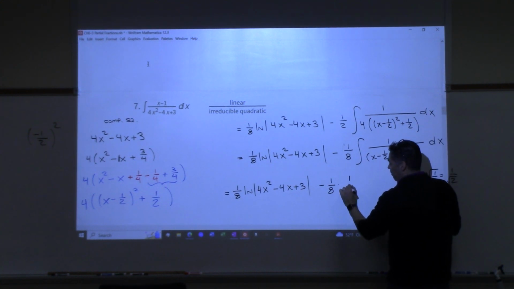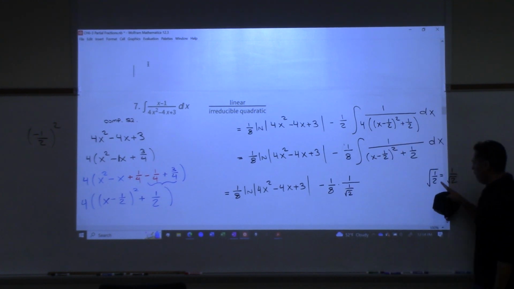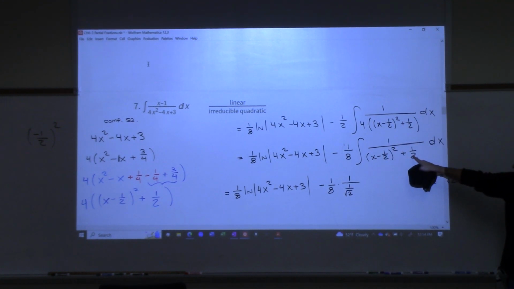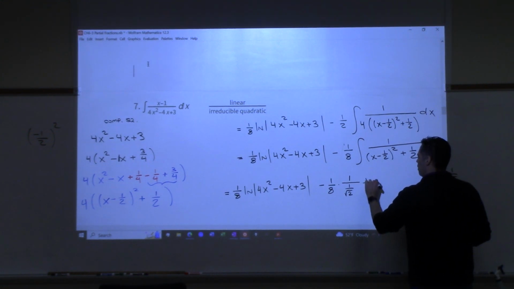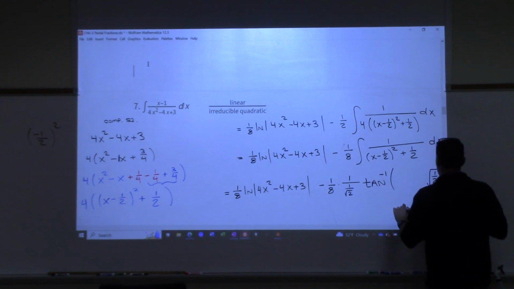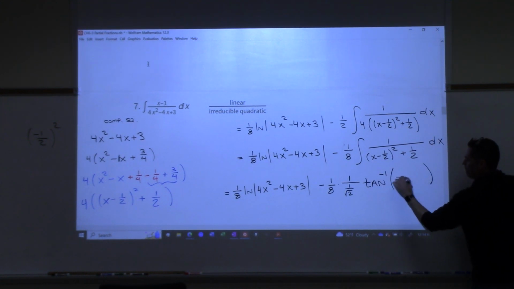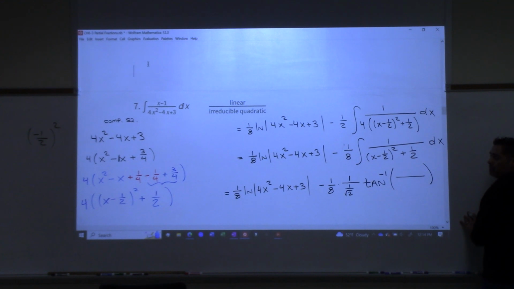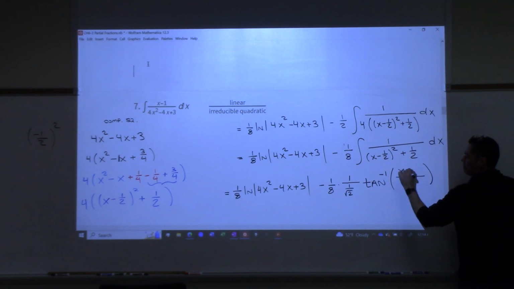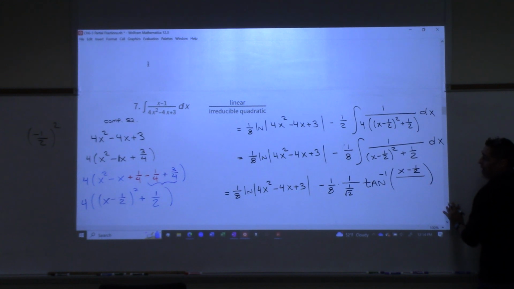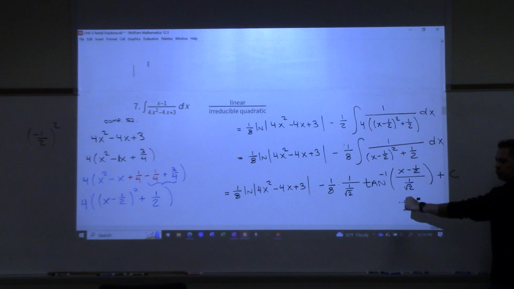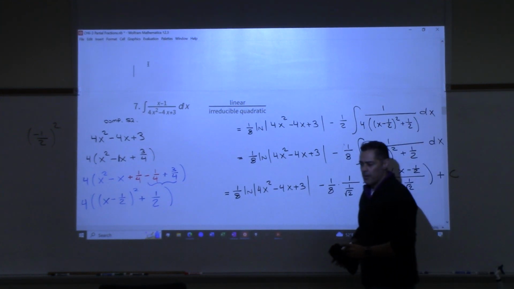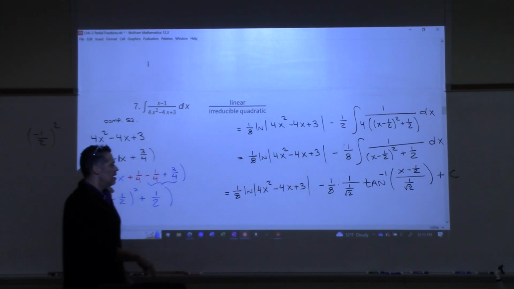I'm just going to write it, and then I'll maybe clean up next line. A is 1 over root 2, that was the square root of that. So 1 over root 2 inverse tangent of x minus a half over a, 1 over root 2, plus c. Box it up. I can do other stuff.